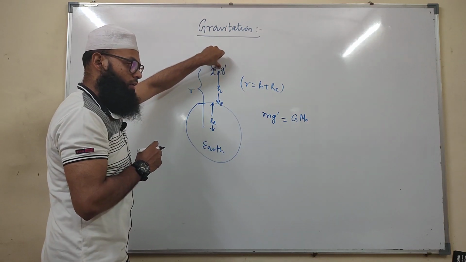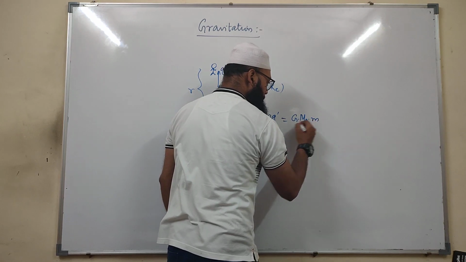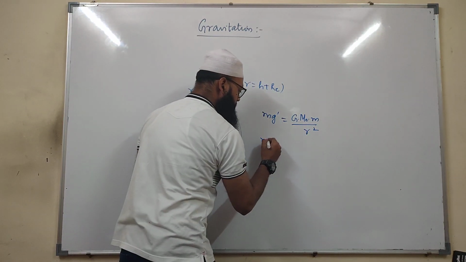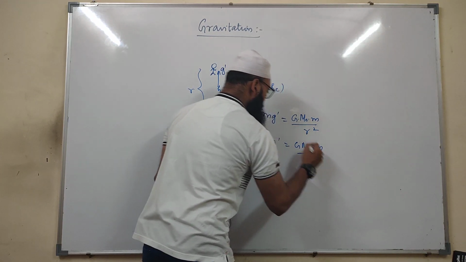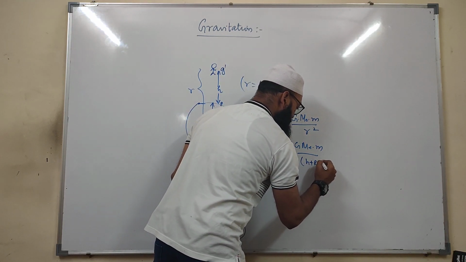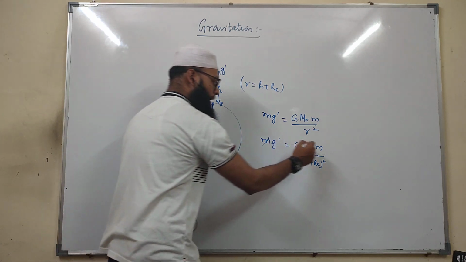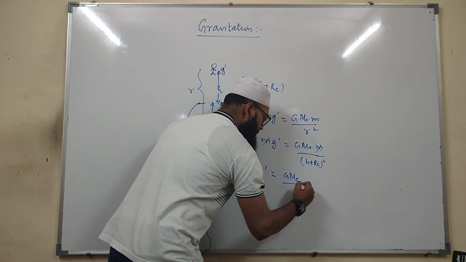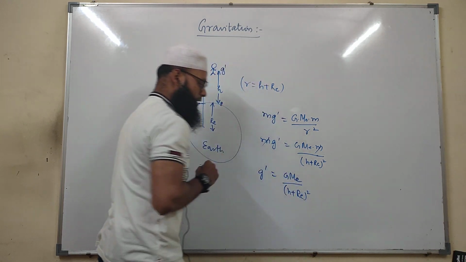According to Newton's law of gravitation, the force is going to be capital G times mass of earth times mass of body, upon the distance r square. So mg dash is equal to G Me into m, and for r we can write h plus Re, so h plus Re whole square. Okay, so m cancels with m, g dash is equal to G Me upon h plus Re whole square. I guess this is clear up to this.